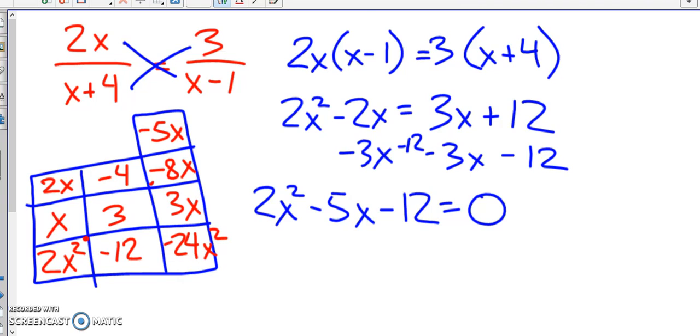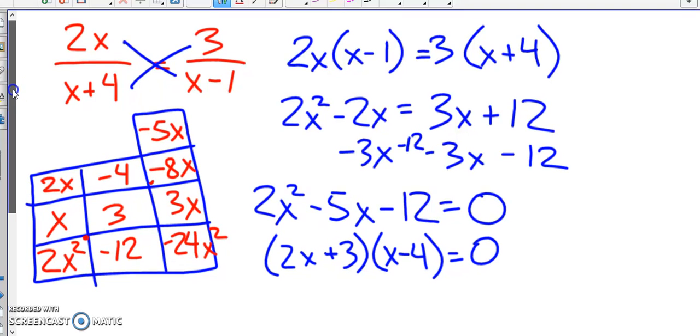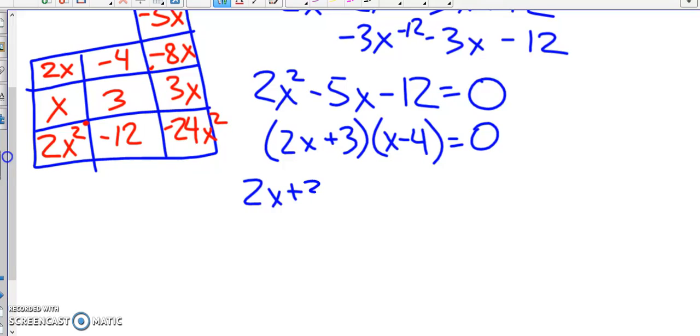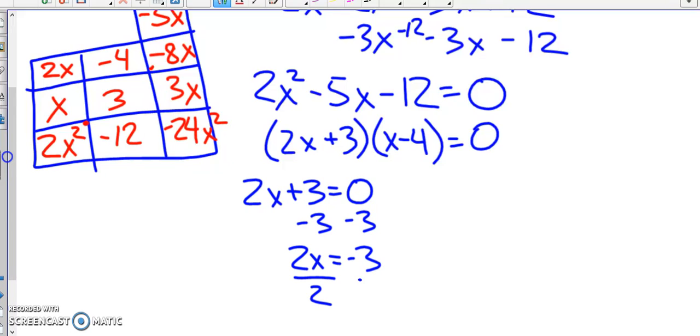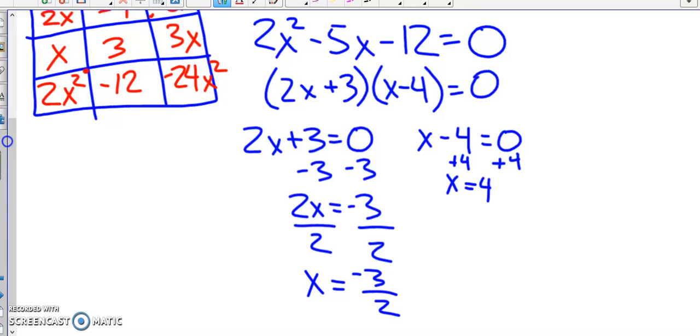So, to solve this, you've got 2x plus 3 and x minus 4. 2x plus 3 equals 0. 2x equals negative 3. So x equals negative 3 halves. x minus 4 equals 0. At 4, x equals 4. And we have to check both of those.